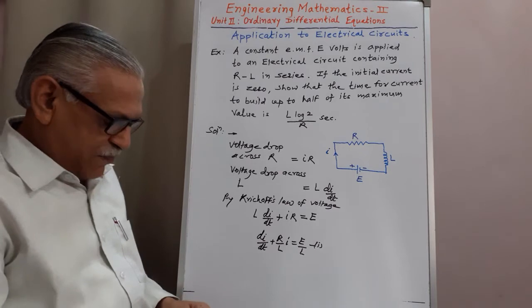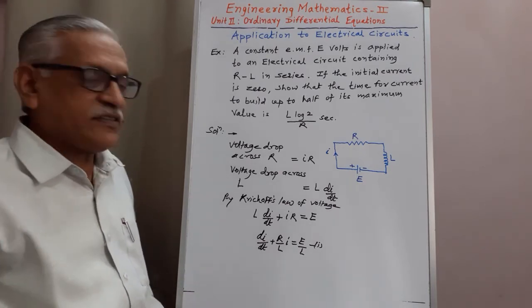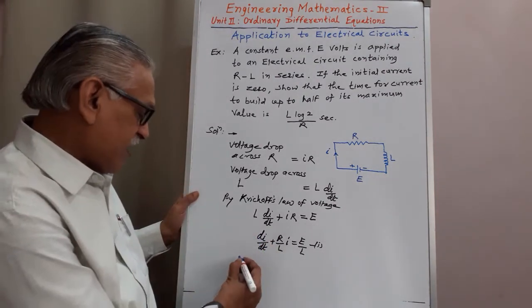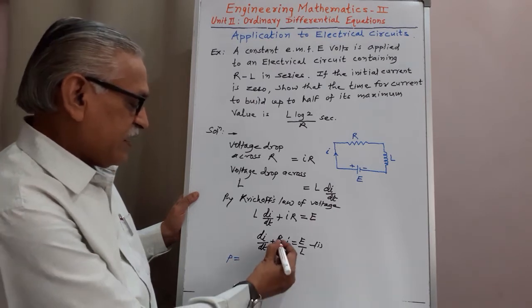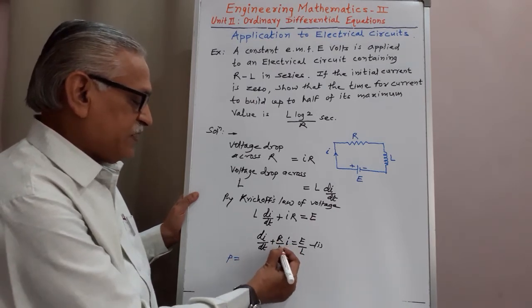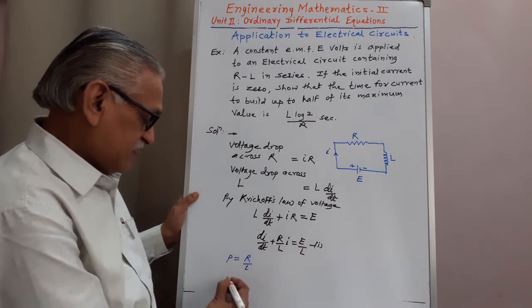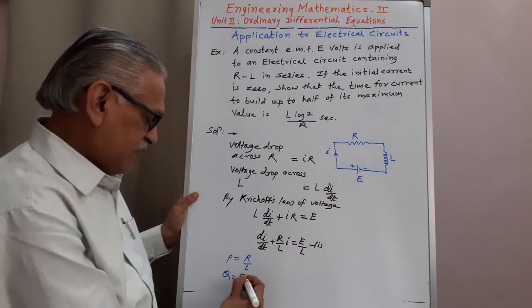And then comparing it with that general form of the linear differential equation, we get the value of P, capital P, as the coefficient of that dependent variable. Here it is R by L. The Q value on the right hand side is E by L.